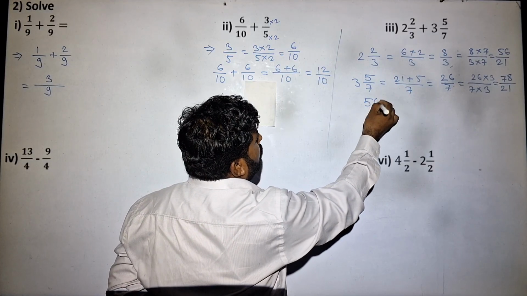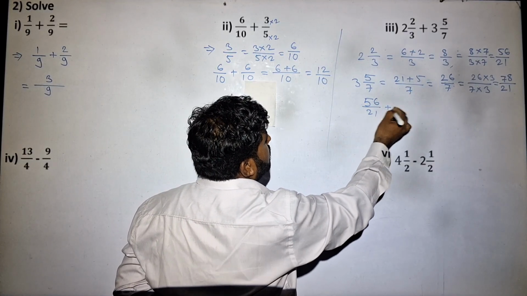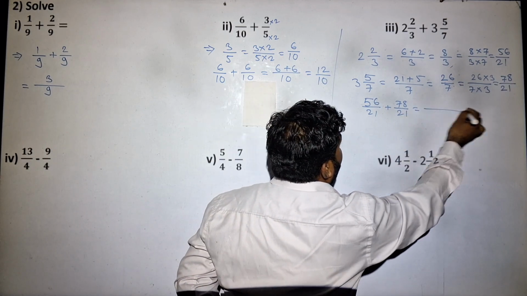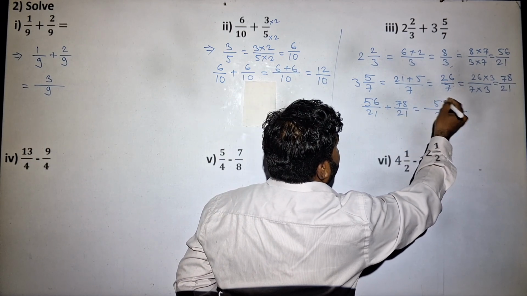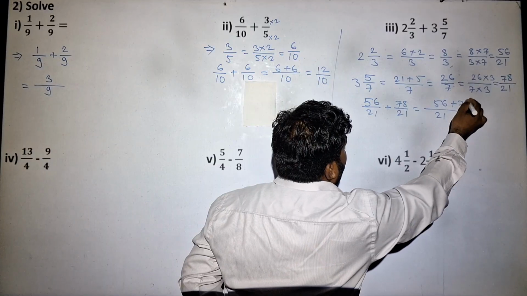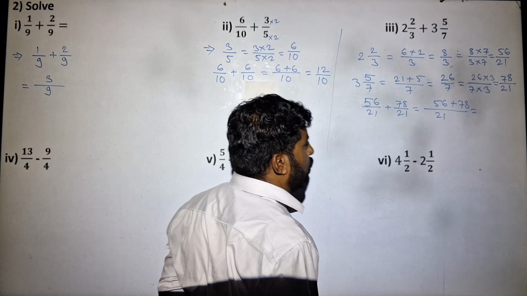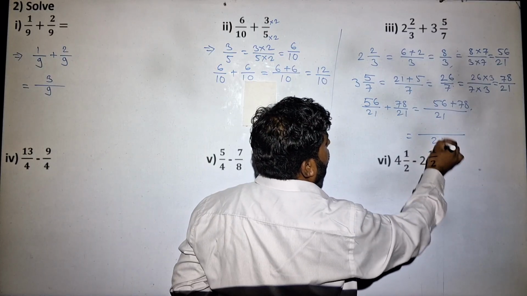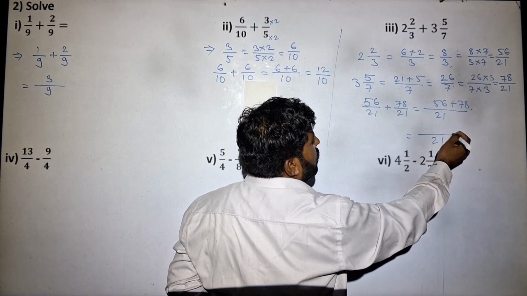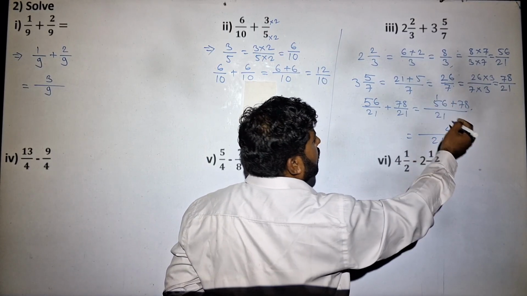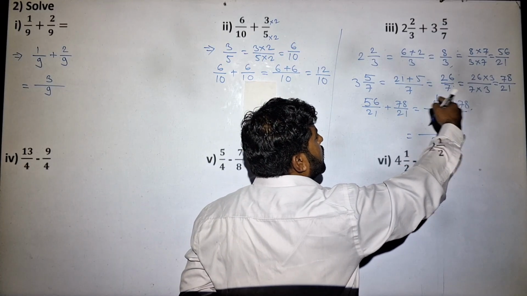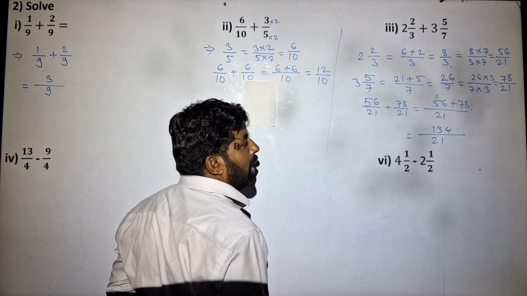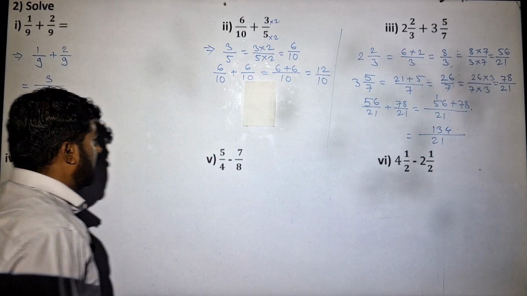If we add both, 56 by 21 plus 78 by 21, the denominator is 21 and we add 56 plus 78. Let's add: 8 plus 6 is 14, carry 1, 5 plus 1 is 6, 6 plus 7 is 13. Okay, 134 by 21 is the answer.